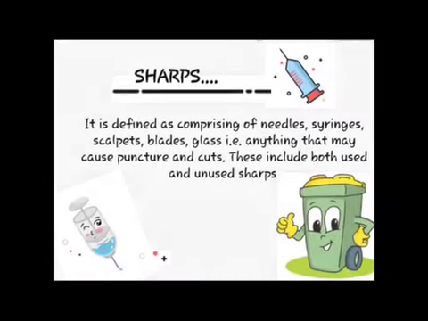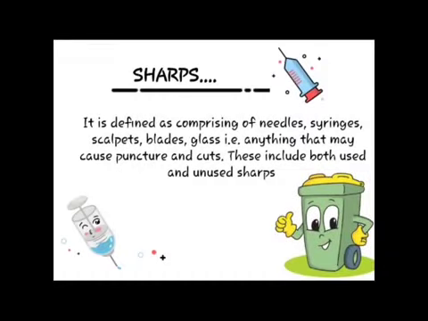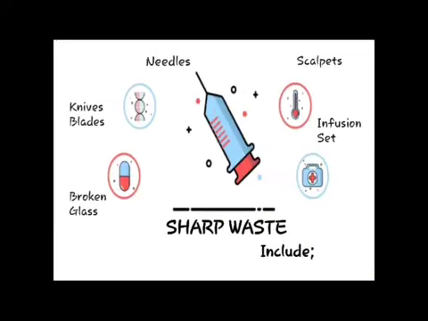Then, moving over to sharps. What do you mean by sharp materials? It is defined as comprising needles, syringes, scalpels, blades, glass, that is, anything that may cause punctures and cuts. These include both used and unused sharps. Needles, scalpels, infusion sets, knives, blades, broken glass, etc. are included in sharp waste.